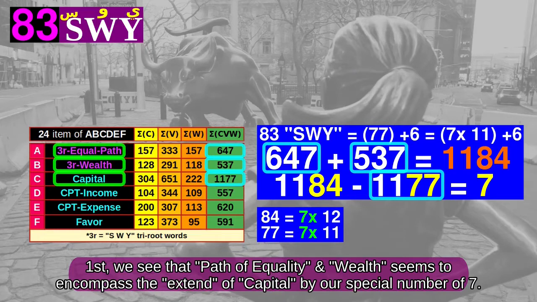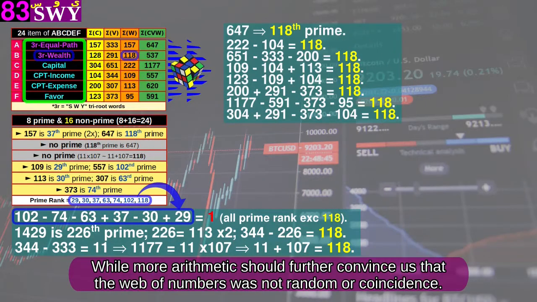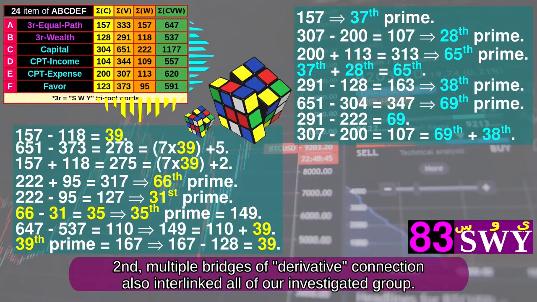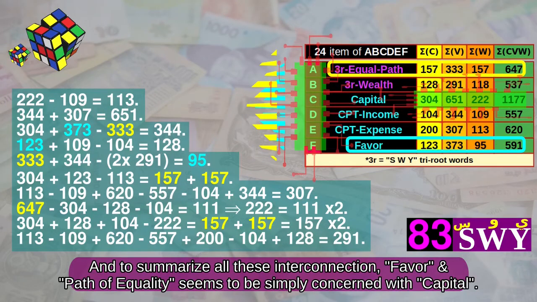First, we see that path of equality and wealth seems to encompass the extent of capital by our special number of 7. While more arithmetic should further convince us that the web of numbers was not random or coincidence. Second, multiple bridges of derivative connection also interlinked all of our investigated group. And to summarize all these interconnections, favor and path of equality seem to be simply concerned with capital.